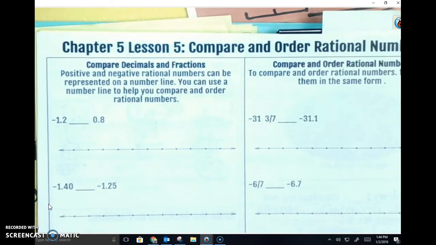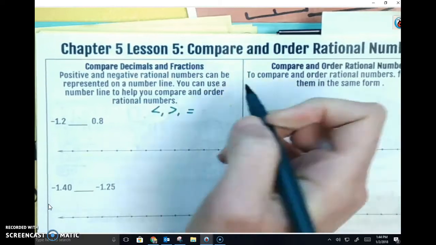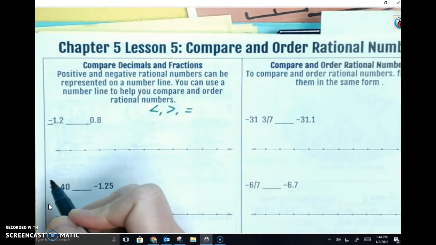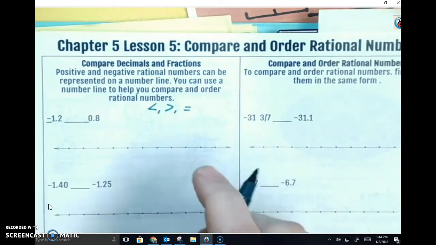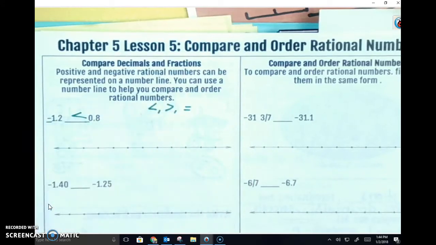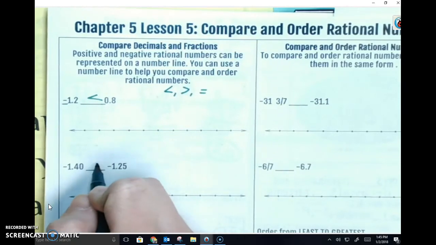First thing we're going to look at when we're comparing, that means we're going to use the less than, greater than, or equal to. So the first thing we're going to look at is this sign. This one's negative, this one's positive. Therefore, I'm not even going to look at the number line because I know a negative number is smaller than a positive number. So this one is less than. Let's take a look at the next one. We have negative 1.40 compared to negative 1.25. If I'm negative $1.40, that means I have less money than if I had negative $1.25. So this is also less than.